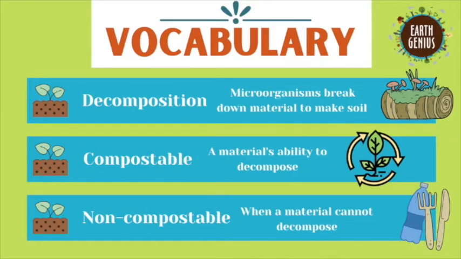Our next word is non-compostable. This is when a material cannot break down. So these are items like plastic or metal, things that little microorganisms can't quite eat. Would you put any of these items in your compost pile? Nope, I don't think so.